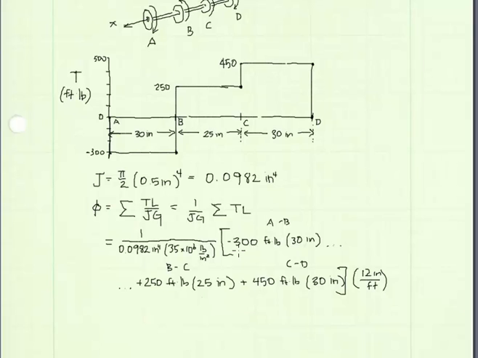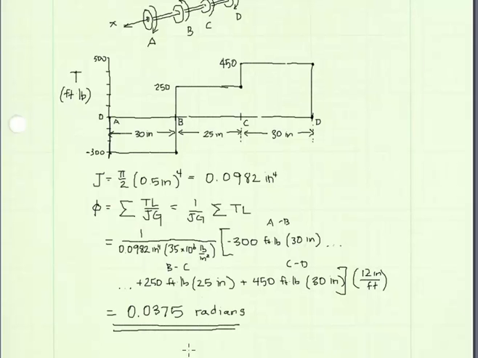From A to B, the internal torque we see on the diagram is minus 300 foot-pounds. The length is 30 inches. In section B to C, the internal torque is 250 foot-pounds, and the length is 25 inches. And that 250 is positive. From C to D, we have an internal torque of positive 450 foot-pounds and a length of 30 inches. Notice I've included a multiplier of 12 here to convert the feet in foot-pounds to inches.